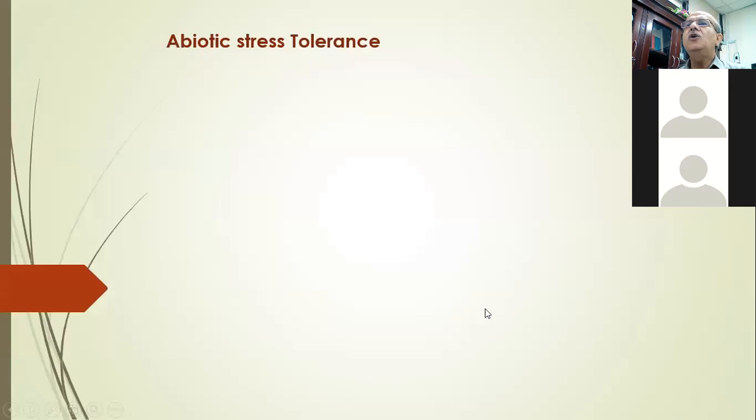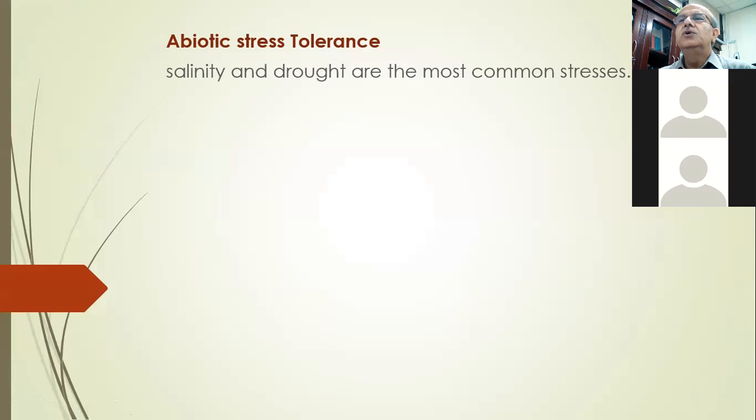So how does abiotic stress tolerance take place? Salinity and drought are the most common stresses, particularly in our country. These are the two most important stresses in our country, salinity and drought.